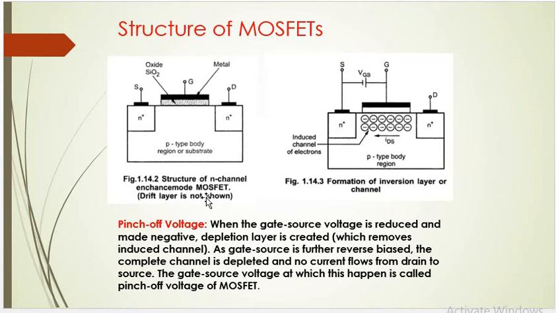So this is the structure of the MOSFET. This is the structure of the N-channel enhancement MOSFET and formation of the inversion layer. So here, pinch off voltage: what is meant by pinch off voltage? When the gate source voltage is reduced and made negative, the depletion layer is created. As the gate source is further reverse biased, the complete channel is depleted and no current flows from drain to source. The gate source voltage at which this happens is called the pinch off voltage of the MOSFET.